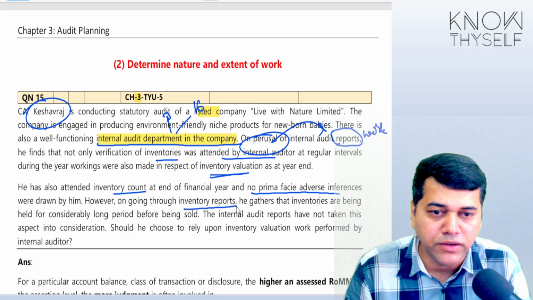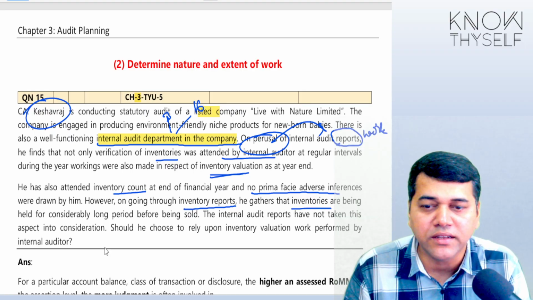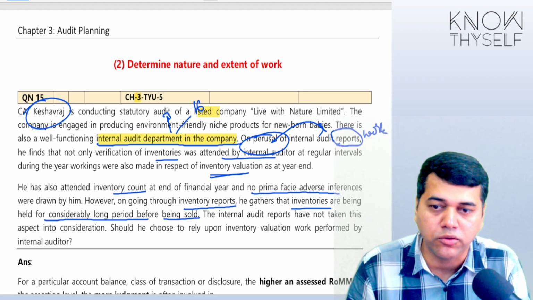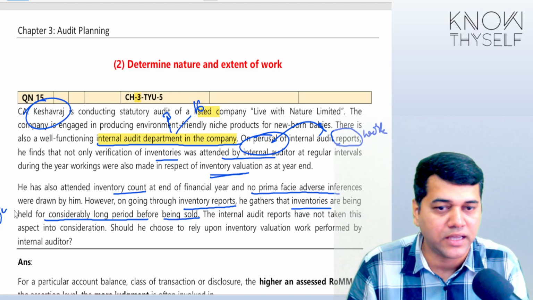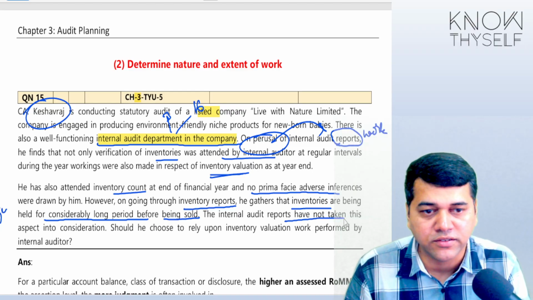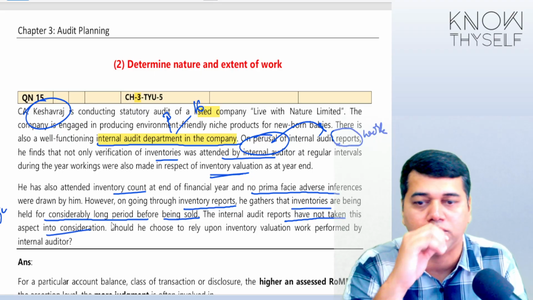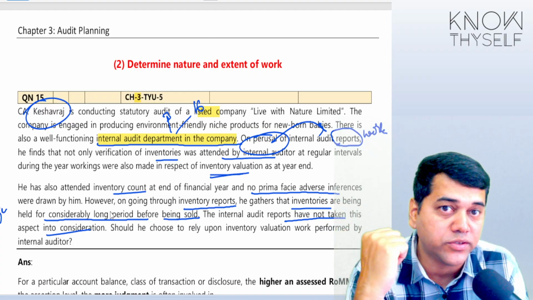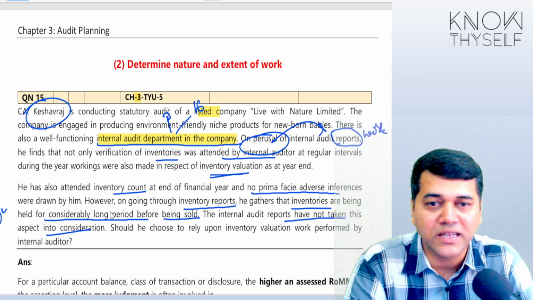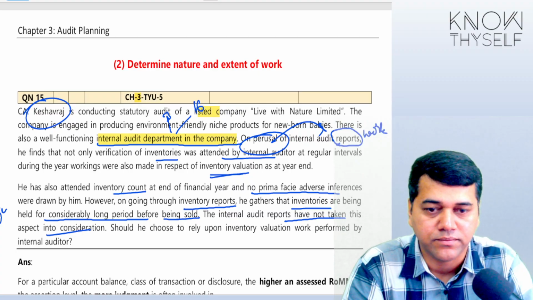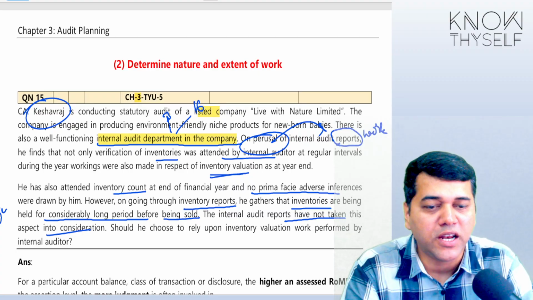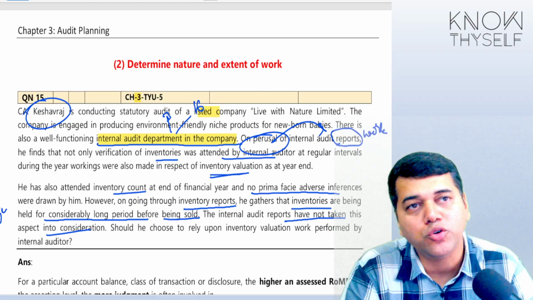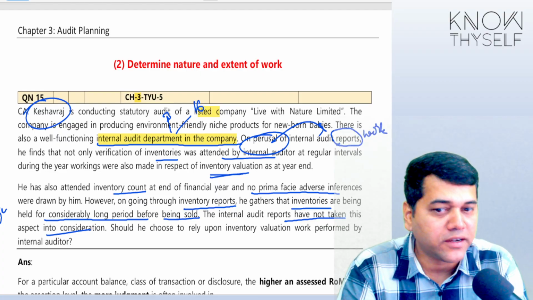However, on going through the inventory reports, he gathers that inventories are being held for a considerably long period of time before being sold. Okay, now the question of obsoleteness can come into the picture. And internal auditors have not taken these aspects into consideration. Oh, what do they lack? Do they lack competency now? And a big problem comes. Why are they not able to see that? Because one very small aspect I am able to verify. What is that small aspect? That it takes a long time for the inventory to move. Why is this fact not verified?